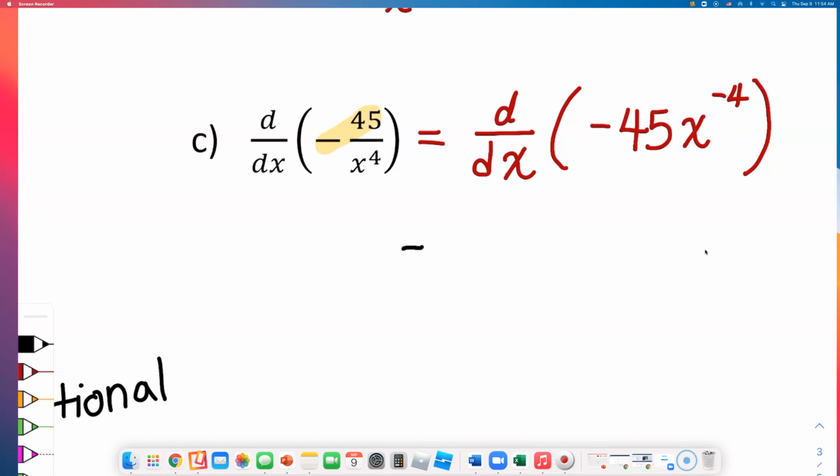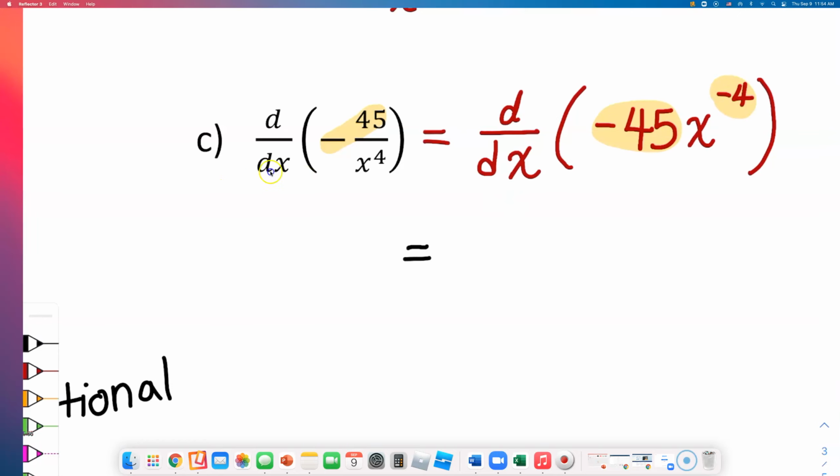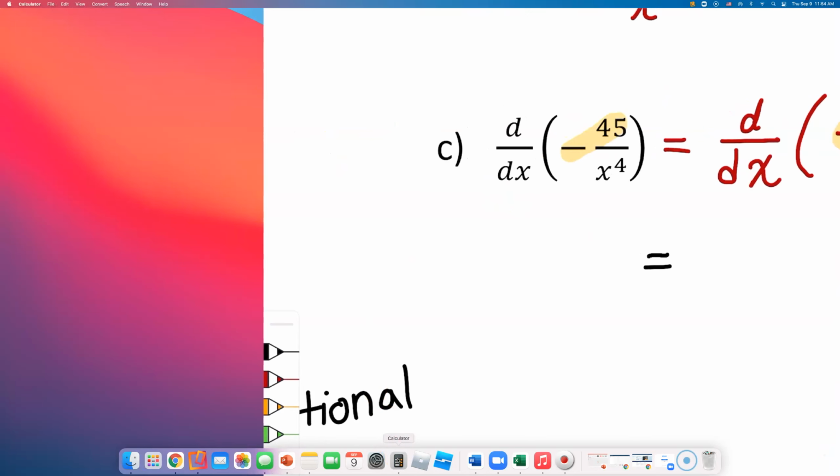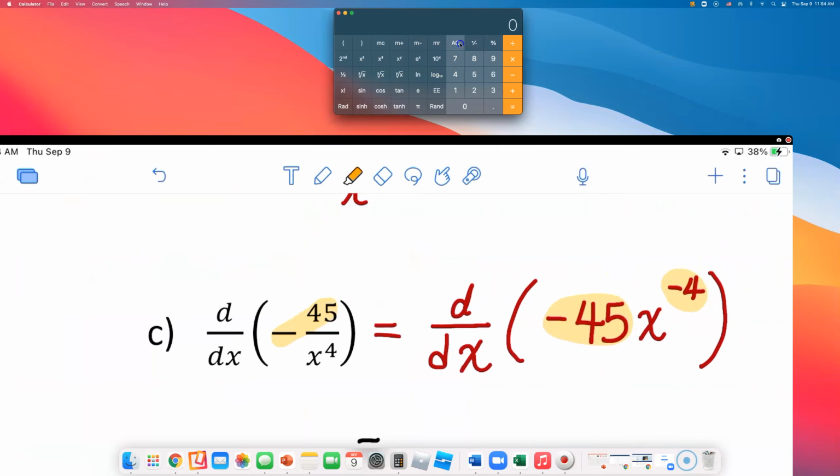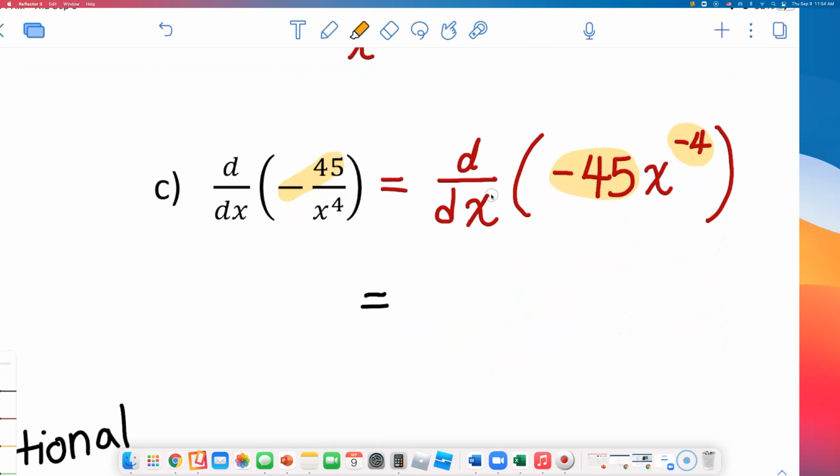Okay, now let's get to the power rule. I'm going to multiply this negative 4 times negative 45. Okay, what is that? I got my calculator out. 45 times 4 is 180, and when I do negative times negative, that comes out to be positive 180. And the new exponent will be 1 less than negative 4. So if you do negative 4 minus 1, you will get negative 5.